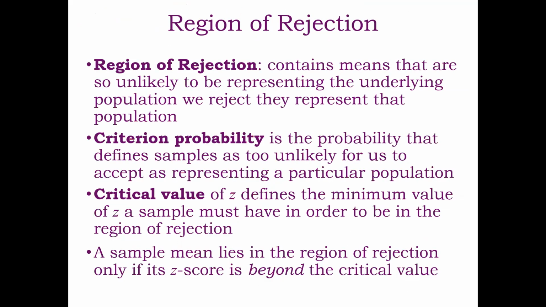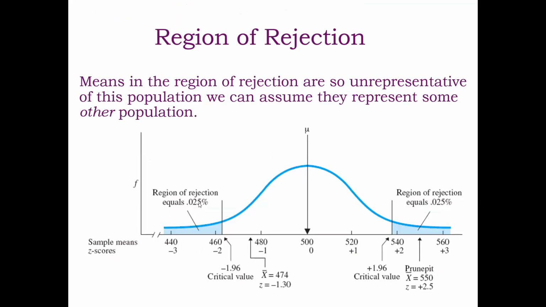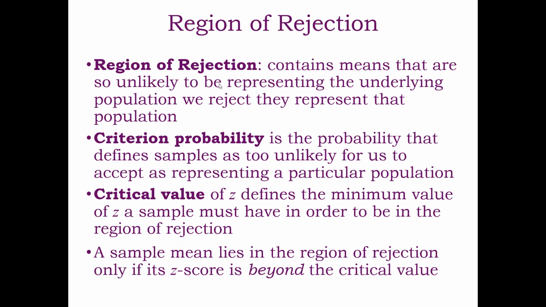Okay, so moving on. This area where we would reject the null hypothesis is called the region of rejection. This just means that whatever that sample mean or effect is, it's so unlikely to be representing the underlying population, which is the null hypothesis, that we reject that it represents that population.